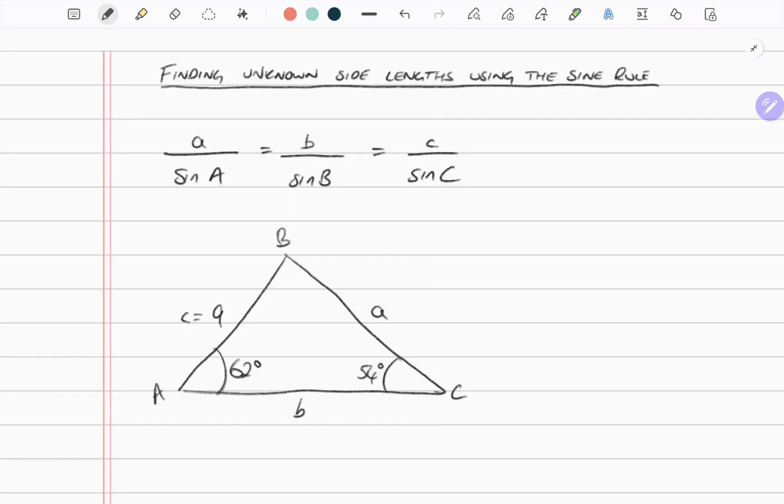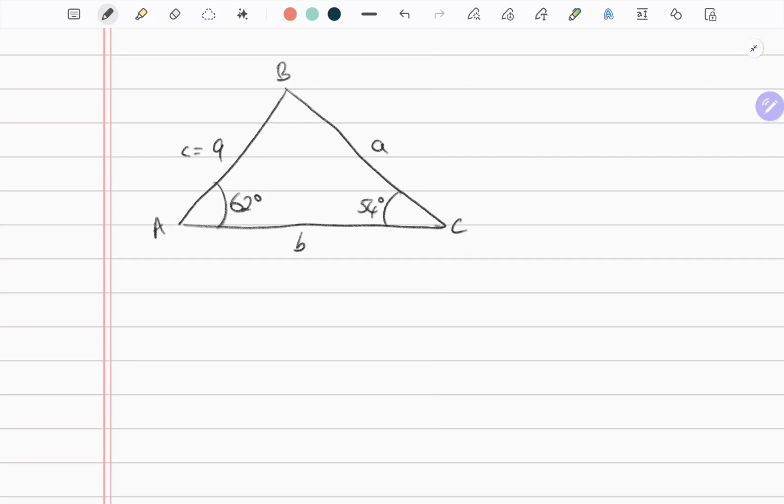So we know c in that we have an angle and we have a side length as denoted by a c. So we need to find the side length for a. So what we have, we'll just write out that sine rule again, the part that we'll be using. So a over sine A is equal to c over sine C.